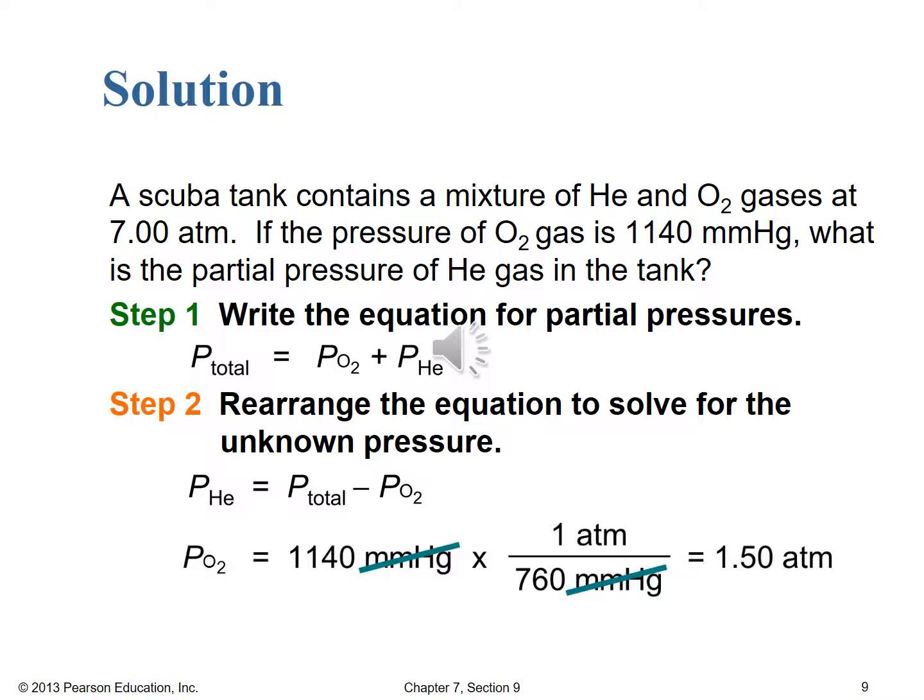And then we can substitute in the partial pressure due to oxygen, which equals 1140 millimeters of mercury converted into atmospheres, right? If the total pressure in the tank is given in 7.00 atmospheres, then we should convert the pressure of O2 into atmospheres as well. We could also convert that total pressure of 7.00 atmospheres into a pressure in millimeters of mercury, but because atmosphere tends to be the chemist's unit for pressure, it's more logical to convert out of millimeters of mercury and into atmospheres rather than the other way around.